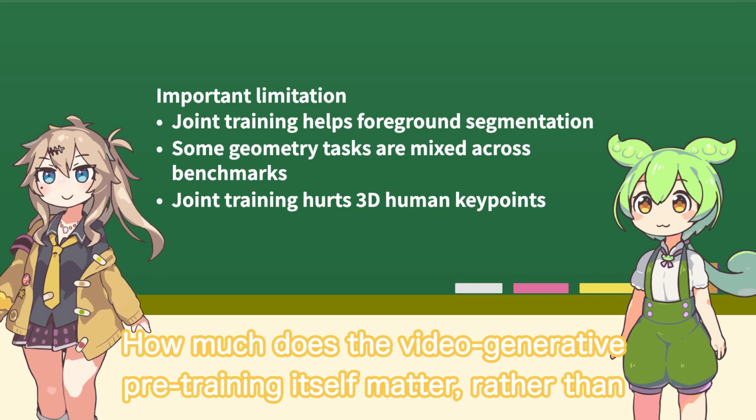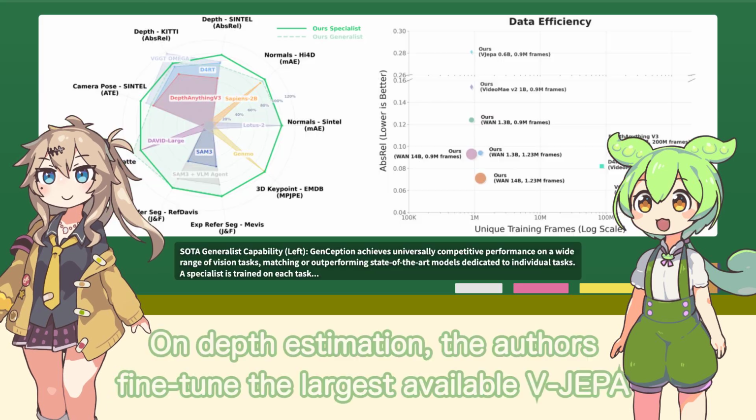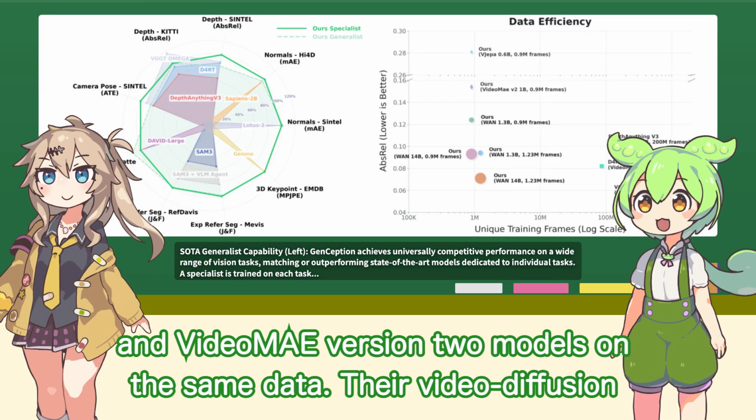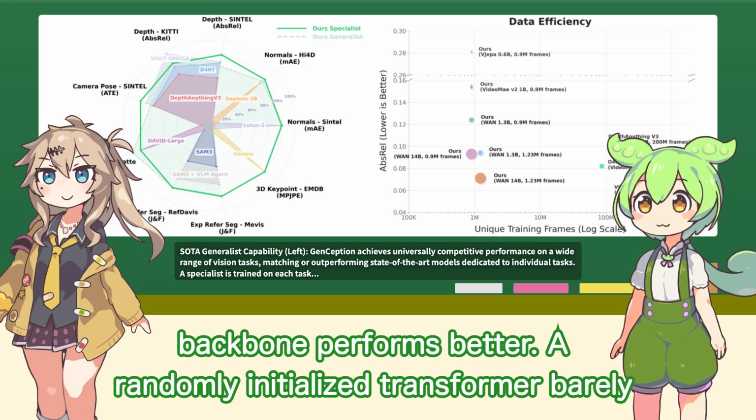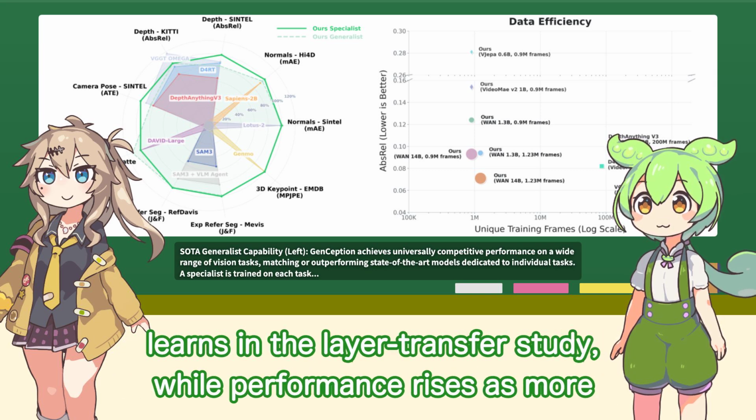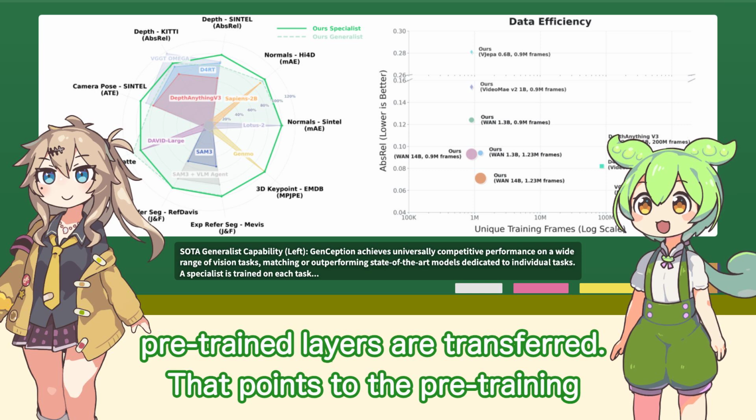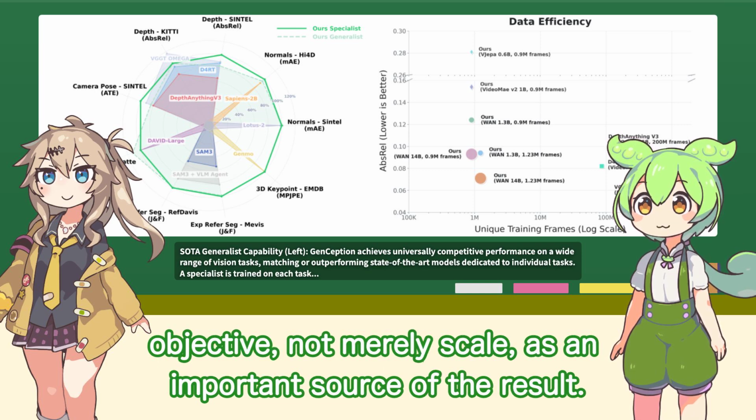How much does the video generative pre-training itself matter, rather than just the amount of data or model size? On depth estimation, the authors fine-tuned the largest available V-JEPA and VideoMAE versions on the same data. Their video diffusion backbone performs better. A randomly initialized transformer barely learns in the layer transfer study, while performance rises as more pre-trained layers are transferred. That points to the pre-training objective, not merely scale, as an important source of the result.